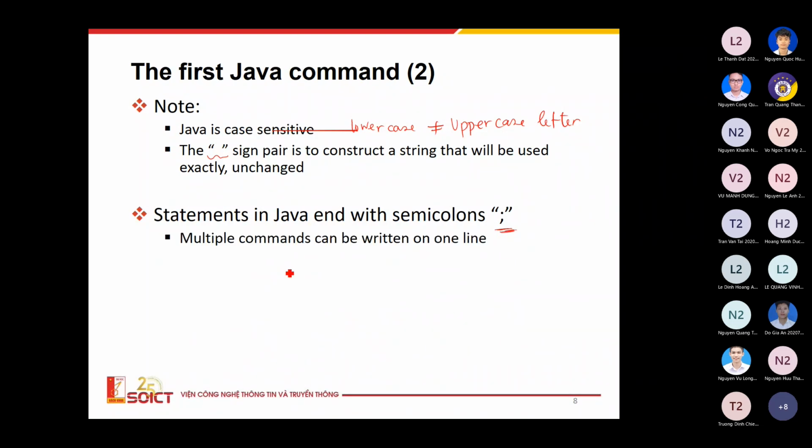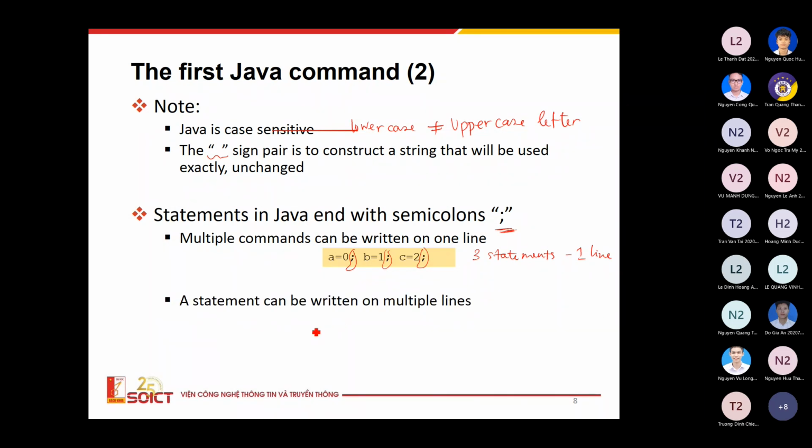So it makes it easier for you to write multiple commands in one line, or you can write down one command in multiple lines. For example, here there are 3 statements, and you write them down in one line. You use a semicolon to separate the commands. And by the way, you can write one command in multiple lines. For example, if this command is too long, you write it in 2 lines. Because the compiler understands that it separates the commands by the semicolon, there is no problem. You can write both ways.